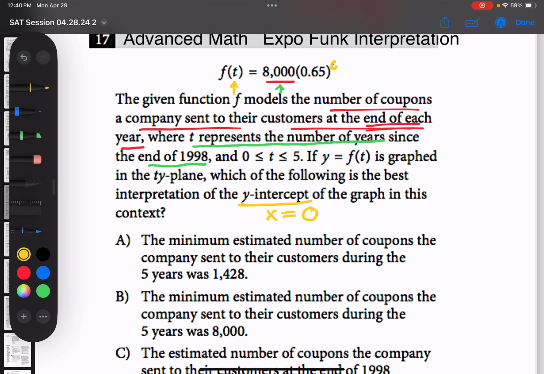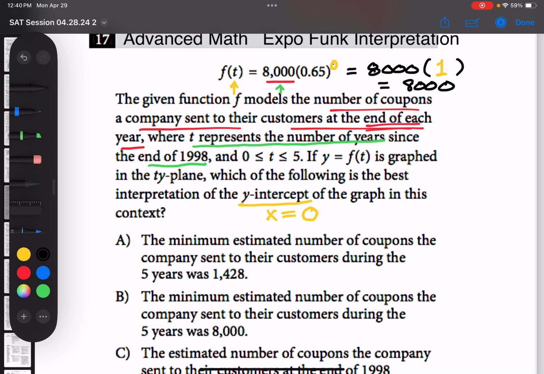If I stuck a 0 at t, what is anything to the 0 power equal to? Anything to the 0 power is going to be equal to 1. So what goes within the parenthesis, 0.65 to 0 power is equal to 1. So now what is 8,000 times 1 going to equal? It's just going to equal 8,000. You guys got that? So when x equals 0 at the y-intercept, what does that mean? You're going to have 8,000 left over.